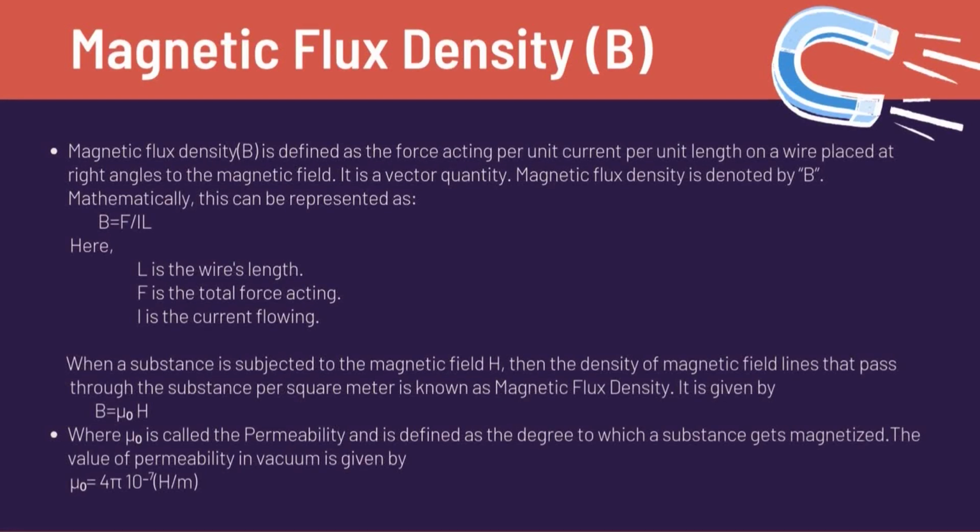When a substance is placed in a magnetic field H, then the density of the magnetic field lines that pass through the substance per square meter is known as magnetic flux density. It is given by B equal to mu naught H, where mu naught is called the permeability and is defined as the degree to which a substance gets magnetized.